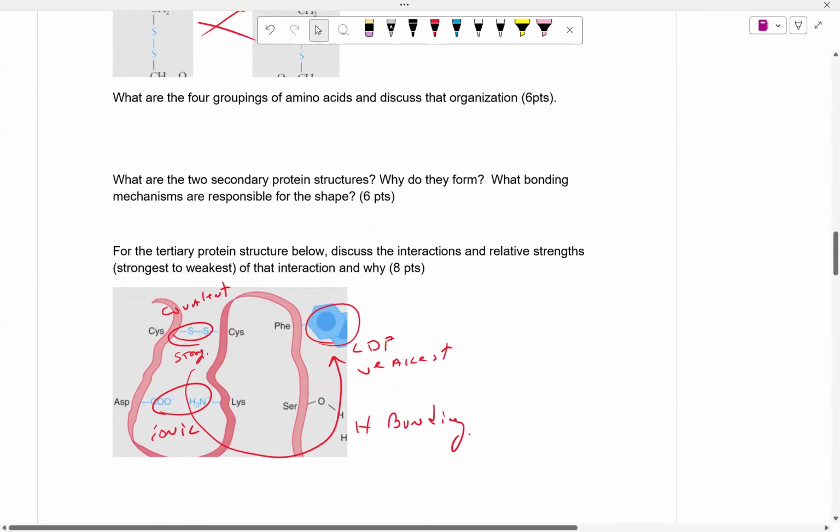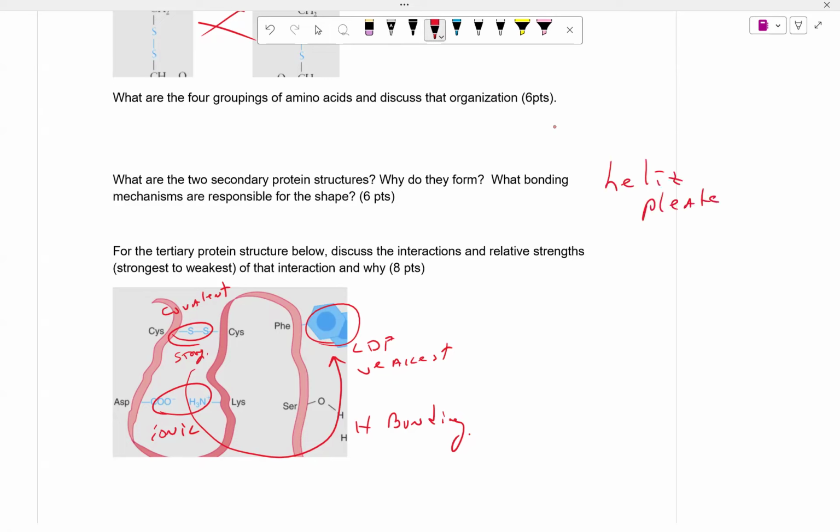Okay, what are the secondary protein structures? Well, there's two main ones. There's the helix and the pleated sheet. And what bonding mechanisms are responsible for the shape? Intermolecular bonds. That's hydrogen bonding mostly.